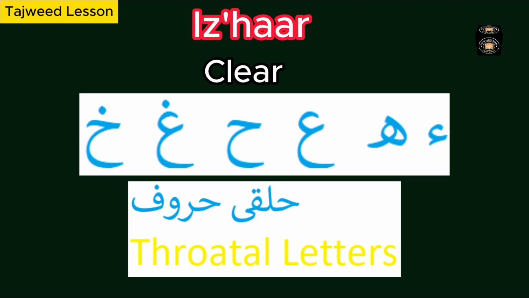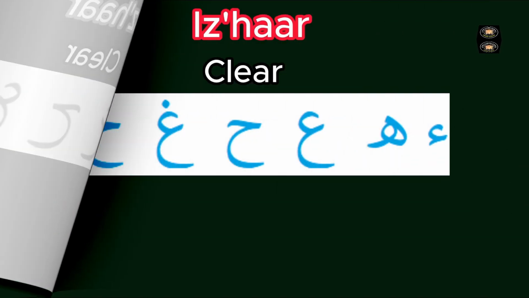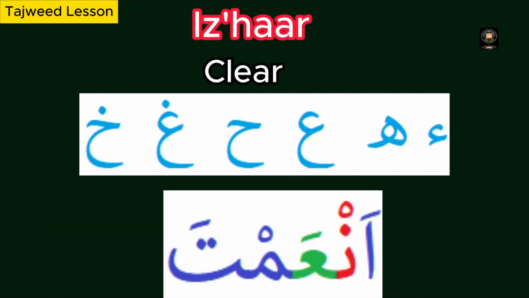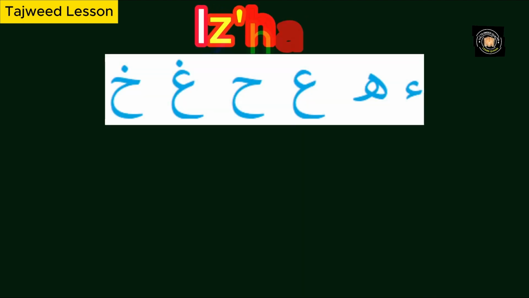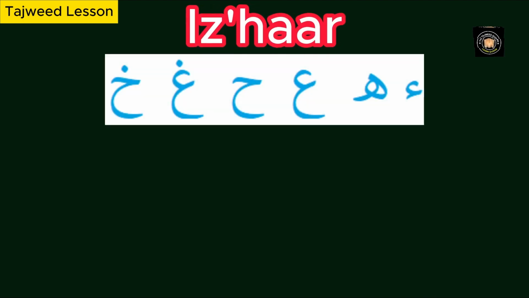For example, in Surah Al-Fatiha, صراط الذين أنعمت. This is Noon Sukoon and the next letter is Ain. Ain is one of Huruf al-Halqi. So you have to show Noon Sukoon. You don't need to stretch the nasal sound like an'amta. It's simply an'amta.